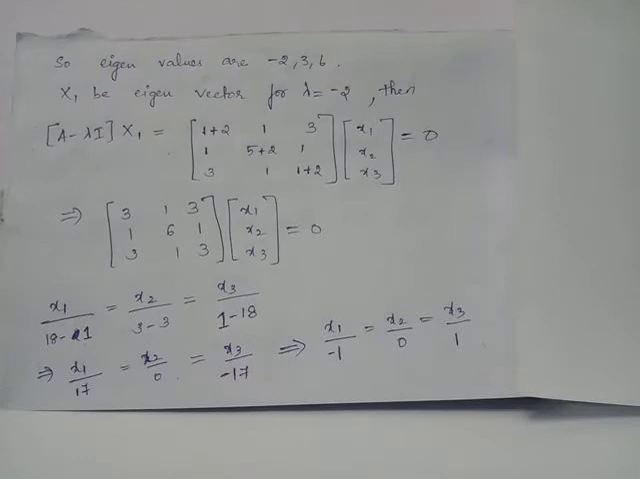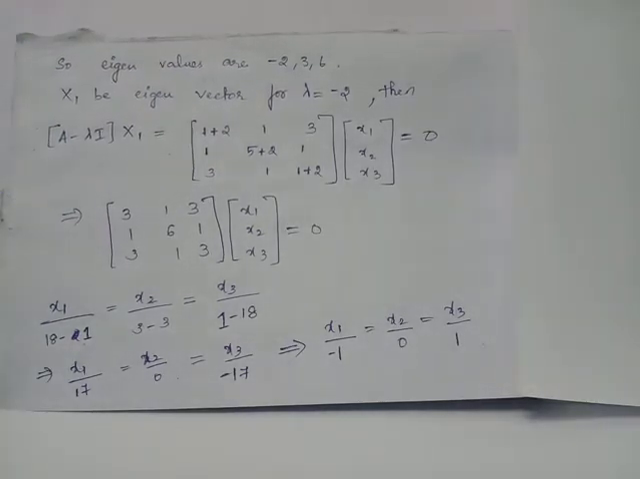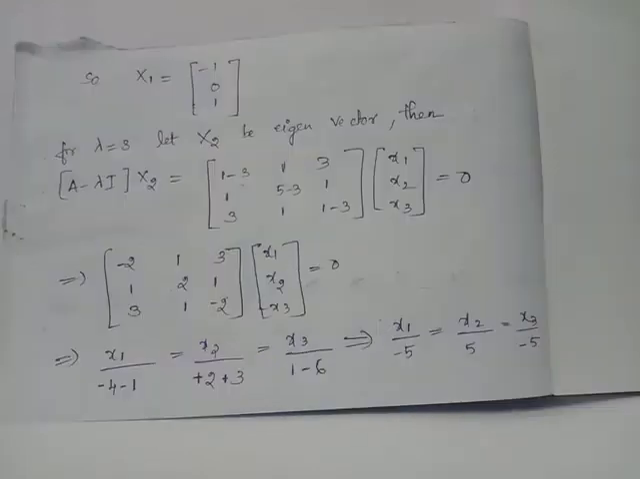We make use of the matrix multiplication: matrix A minus lambda I into x1 equals 0, where x1 is the eigenvector, which is the column matrix corresponding to lambda equals minus 2. We substitute lambda equals minus 2 in the matrix multiplication and the matrix reduces to this format. Using the usual shortcut method, we get the values for x1, x2, x3 given by minus 1, 0, 1.